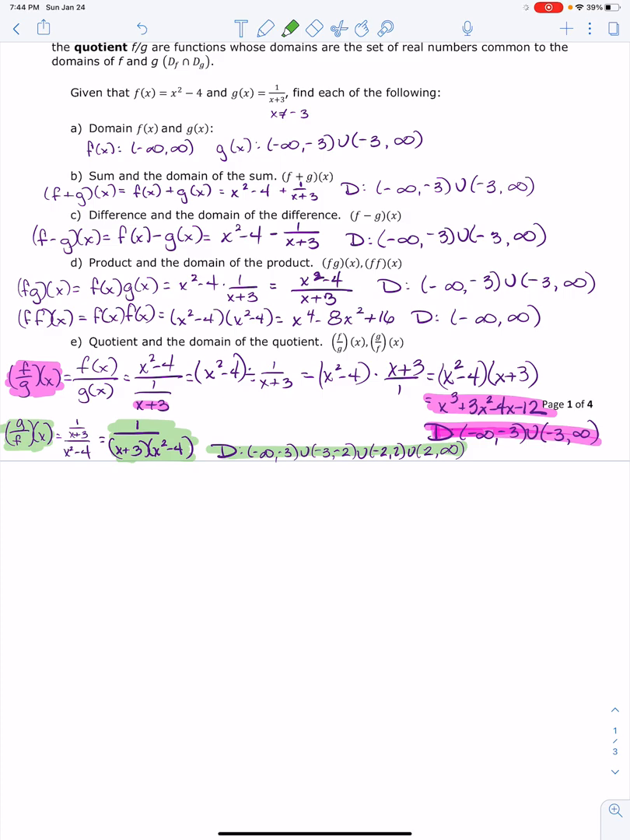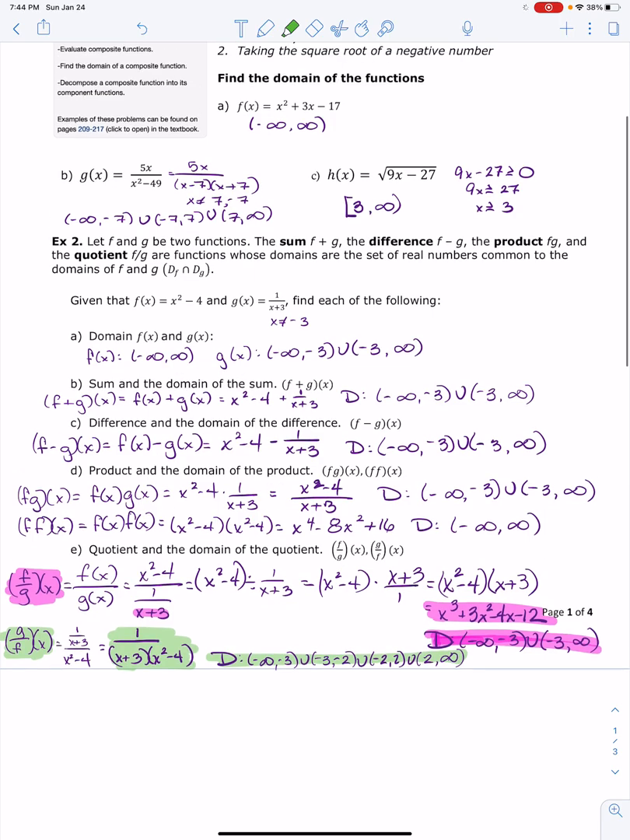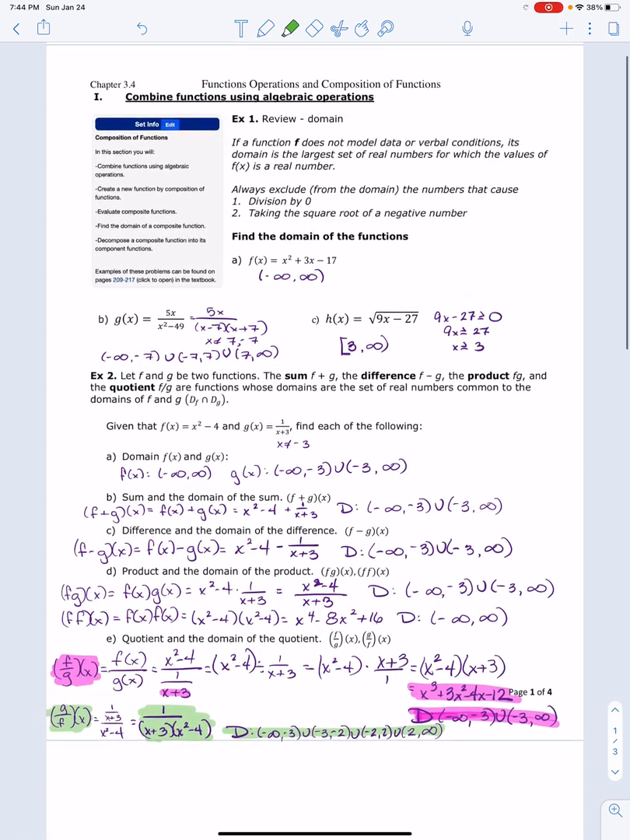Again, our issues with the domain are always going to be dividing by 0. That's always a no-no. And then whenever we have a radical, cannot have that negative under the radical.